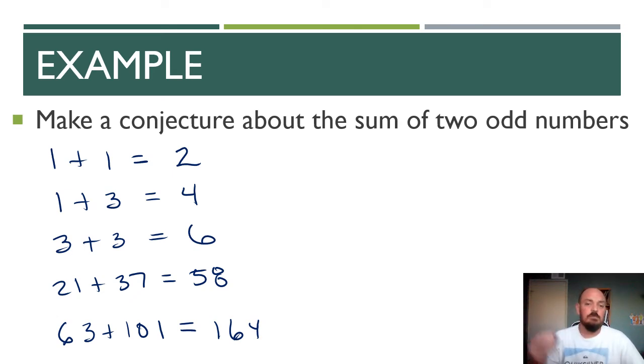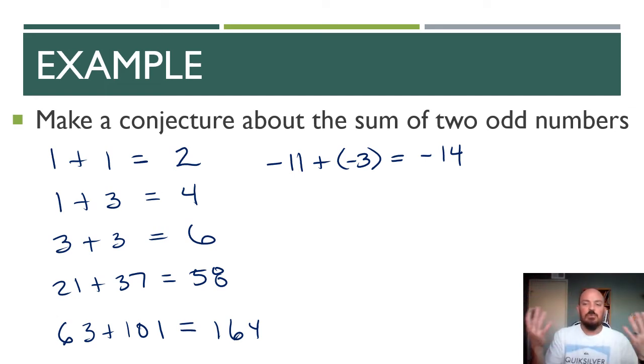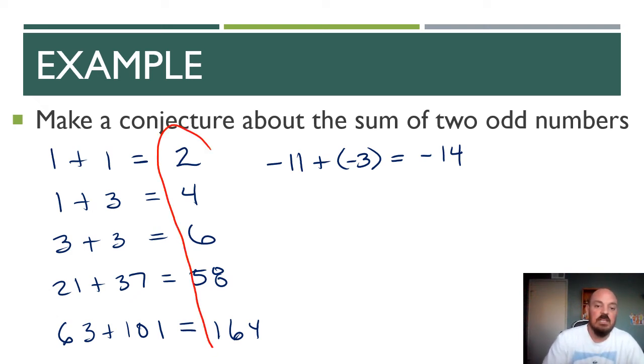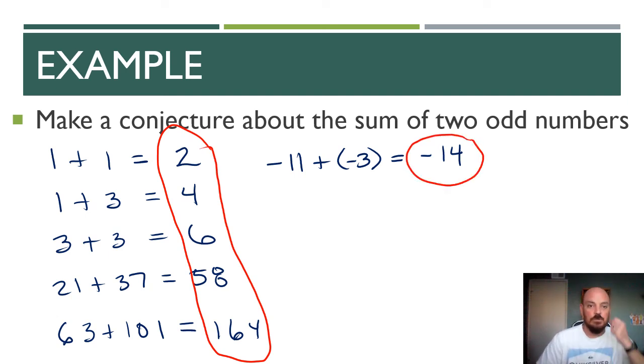Well, let's keep going. Let's try some negative numbers. Let's try like negative 11 plus negative 3. That would be negative 14. And then I say, all right, well, I got a pretty good list here. So let's look for a pattern and see if we can make a conjecture. As I look at all the answers, these right here, these are my sums. These numbers that I just circled in red, those are the sum of 2 odd numbers.